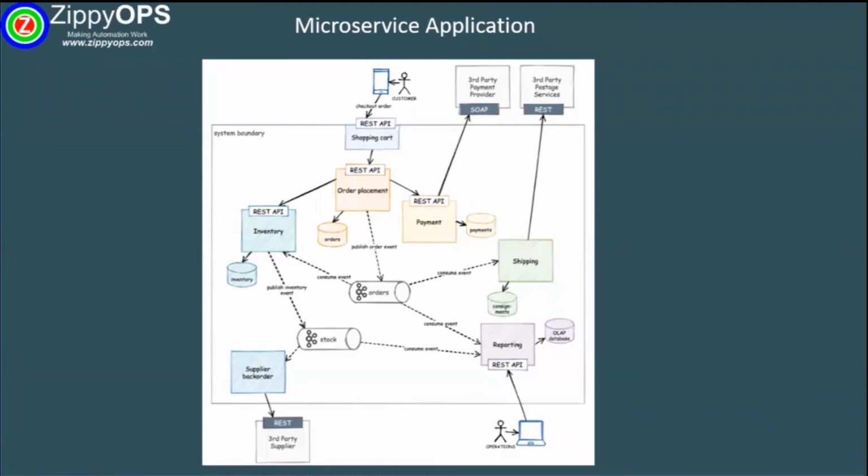If you see, this application has been divided into 1, 2, 3, 4, 5, 6 services. Inventory service to manage the inventory, order placement to track the complete order process, payment service to take care of the payment, and shipping to push the shipping information to the postal service. Then the reporting service stores the details so that the operations teams can come and read what happened on a particular order, and the supplier back order service orders the product from the third party supplier.